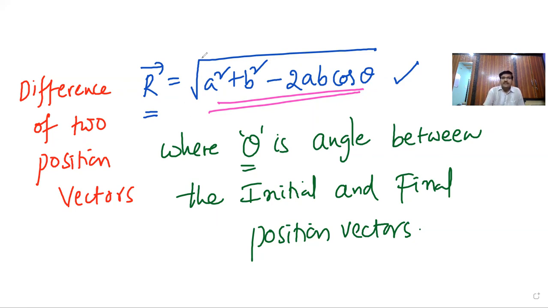Here afterwards, wherever you want to find out the difference of two vectors, you can directly use this formula. But be careful, theta is the angle between the initial position vector and the final position vector. General formula. Now, let me apply this formula to our problem.